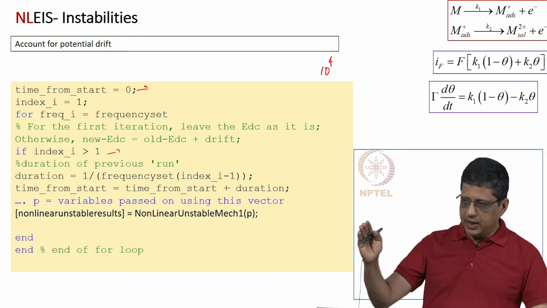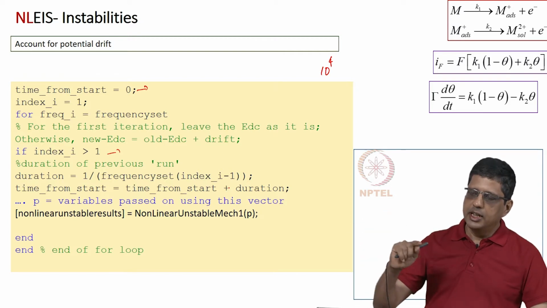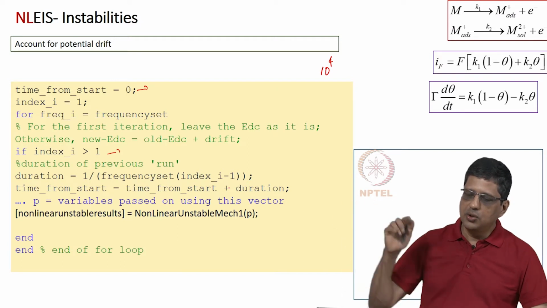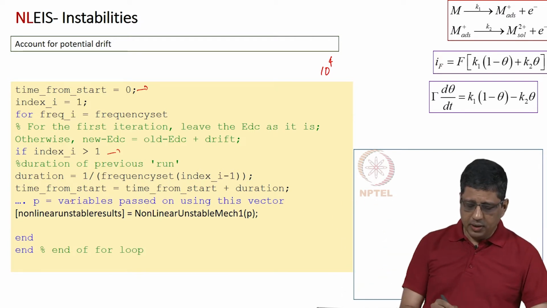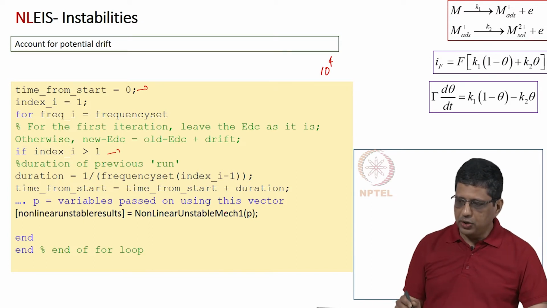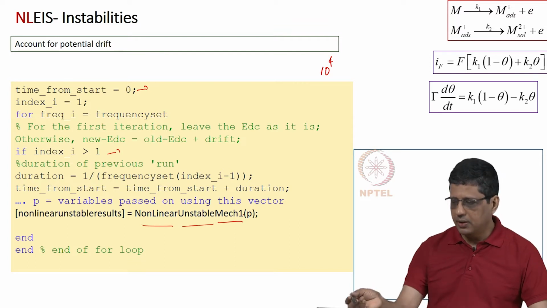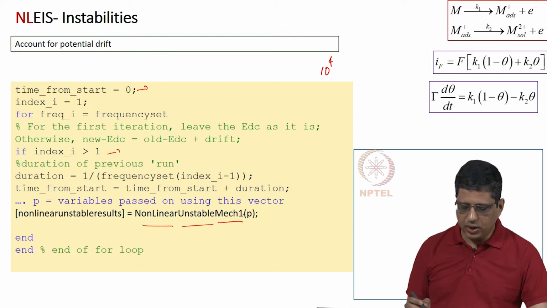And then at the end of it, the DC potential has changed so much, and then we have to start at the new DC potential. Okay. We set these as variables, pass it as a vector, and then supply it to a function which we call nonlinear unstable, and this is denoted as mechanism 1.